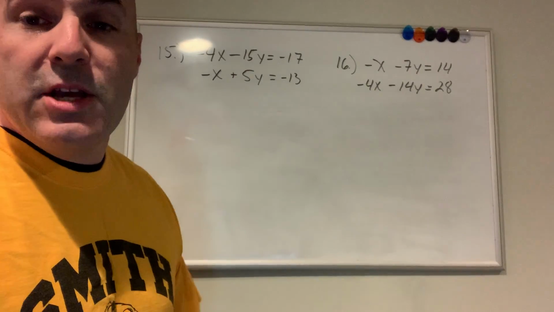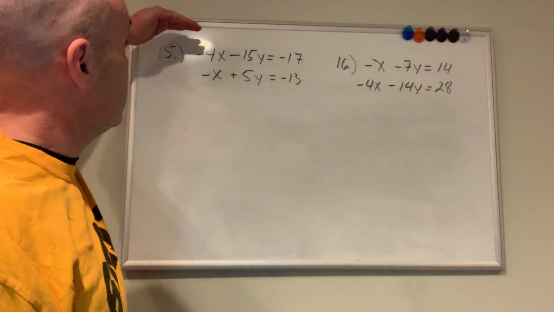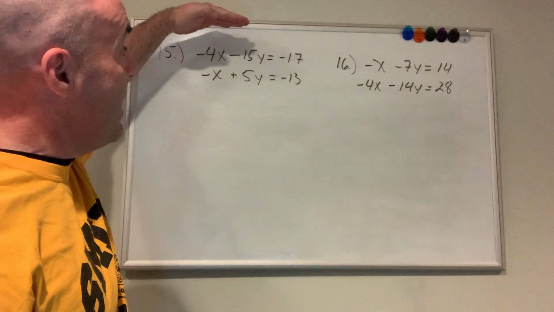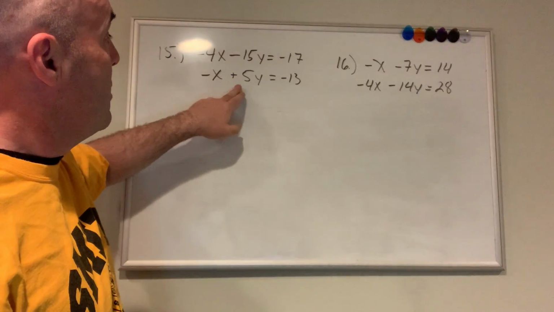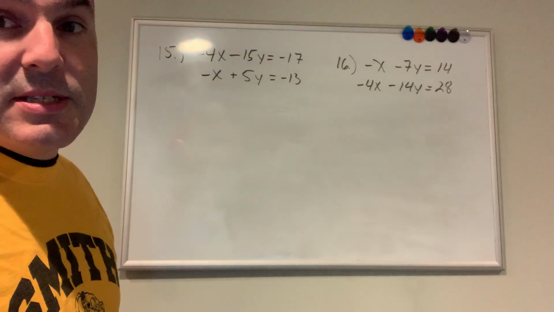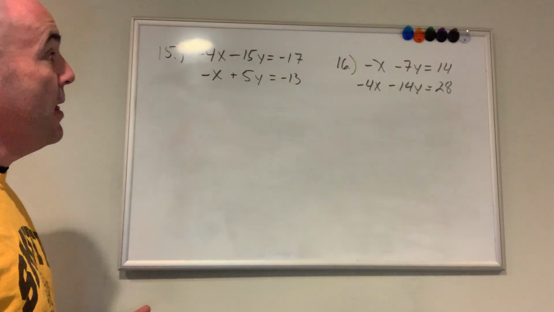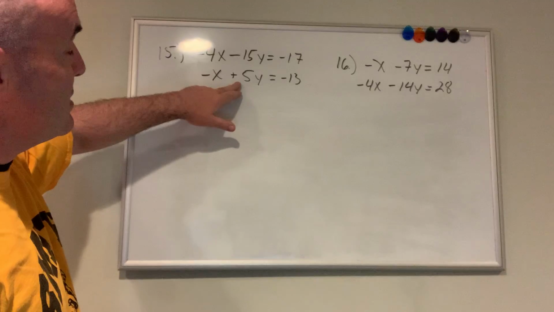Okay, keeping with elimination, moving on to problems 15 and 16 from the Kudasov worksheet. Okay, over here I've got negative 4x minus 15y equals negative 17, and I've got negative x plus 5y is equal to negative 13. Okay, I have some choices here and there's no wrong answer. It's whatever you feel most comfortable with. I'm gonna take a look at multiplying this one.